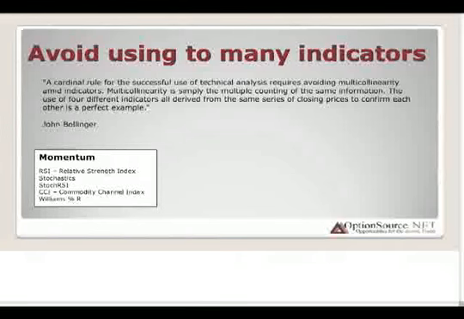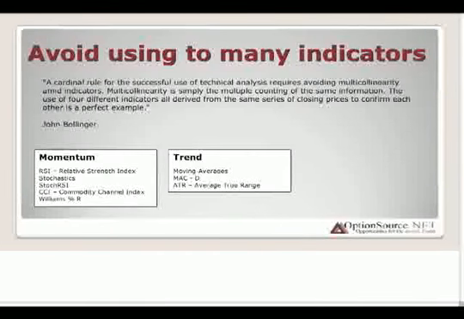So to give you an idea of what I mean, when we're looking at momentum indicators, there's a few that we can choose from. We've got our RSI, which we're going to talk about tonight a little bit, stochastics, RSI, CCI, which is your commodity channel index, your Williams percent R. The idea is that you don't want to have all of these on your same price chart because they're essentially telling you the same thing.